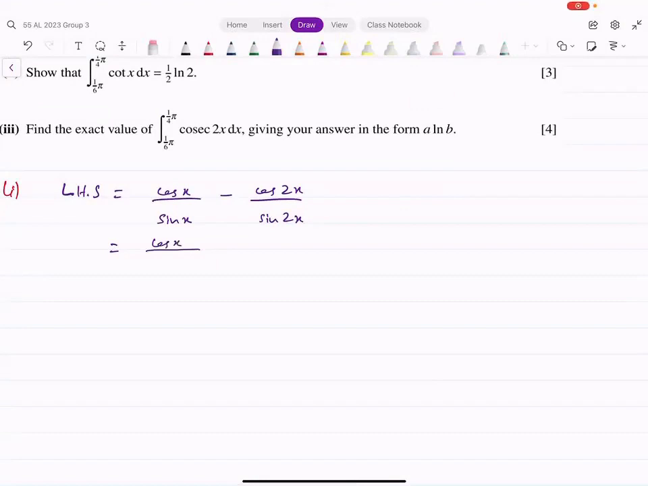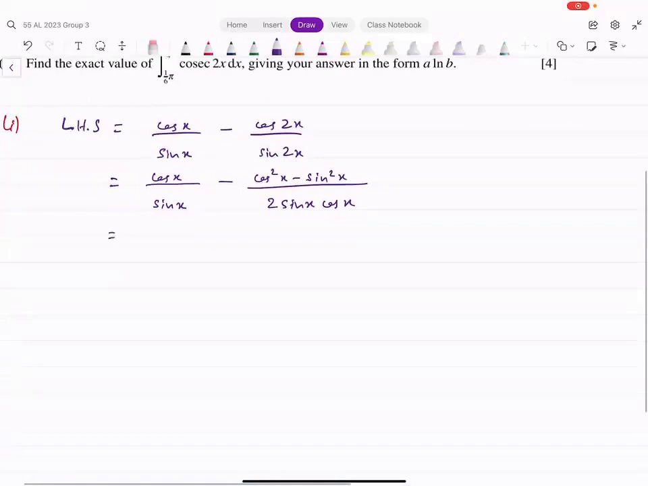cos x over sin x, cos 2x को हम किस तरह लिख सकते हैं? We can say cos square x minus sin square x, divided by 2 sin x cos x. Does this make sense until this point? सिर्फ आइडेंटिटी अप्लाई किया. Let's simplify this now. So देखते हैं क्या होता है.